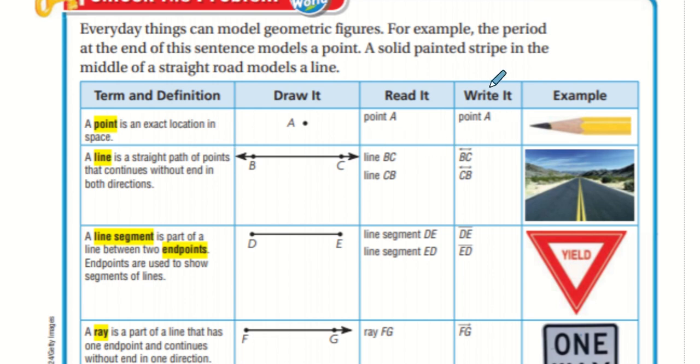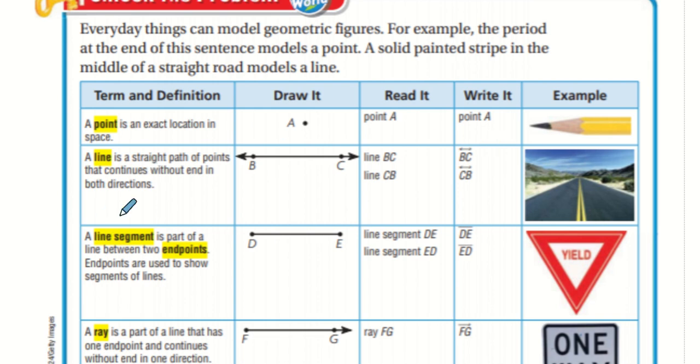Okay, when you write it though, a line has two arrows at the top of it. So you would write the letters that are on the line, BC or CB, and then up above it, you would draw a line with arrows on both ends showing that it's continuing.